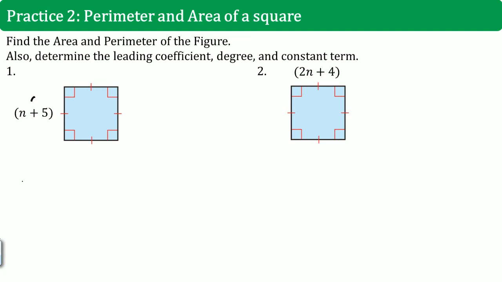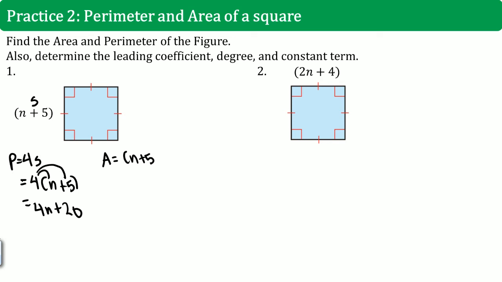So this is the side. So the perimeter is 4 times the side. Okay, so it's going to be 4 times n plus 5. 4 times n is 4n, and 4 times 5 is 20. You are done. This is the perimeter. The area here is going to be n plus 5. So the formula is side squared. Okay, so n plus 5 is the side, you square that. So the area is n plus 5 times n plus 5.